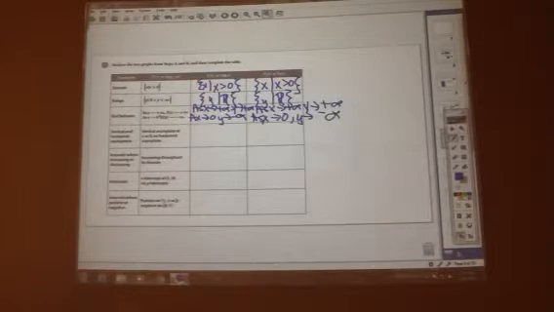As x approaches positive infinity, y approaches positive infinity. As x approaches 0, y approaches negative infinity. So the end behavior on all three of these did not change. I'll give you just a minute to write that down and catch up.